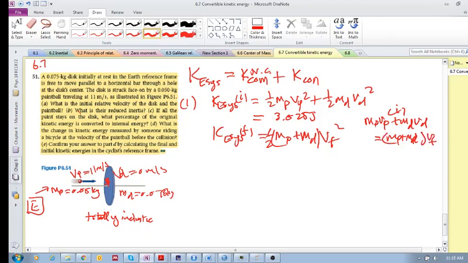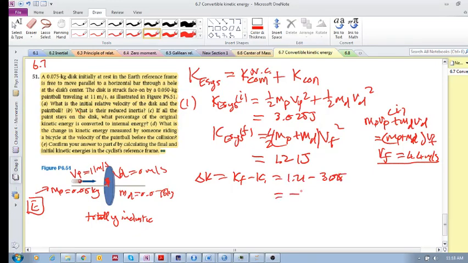We've got all this information: velocities, inertias. If we solve for the final velocity, we get 4.4 meters per second. If you plug that in, you get 1.21 joules. So what is our delta K? Delta K is K final minus K initial, which is 1.21 minus 3.025, and you get minus 1.81 joules, which is the negative of your delta E internal.